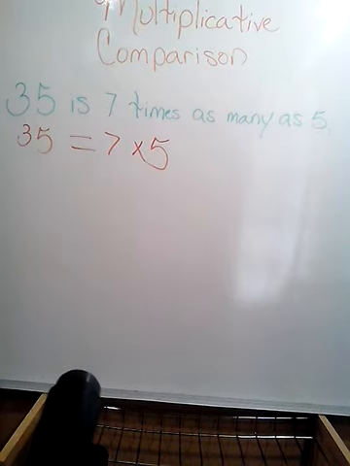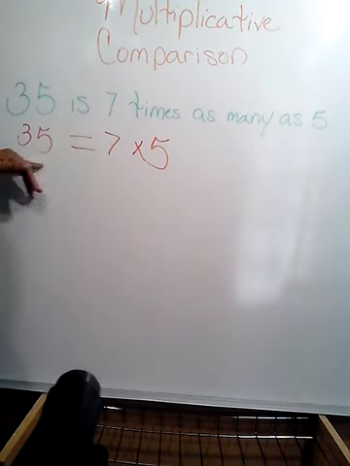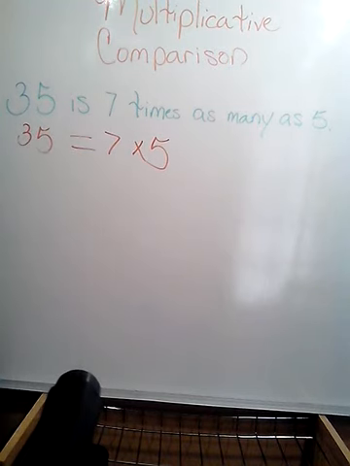Okay, so in the last video I showed you how to change a multiplicative comparison to an equation. So 35 is 7 times as many as 5 really just means 35 equals 7 times 5. But now I want to show you a picture of what it looks like, because with a multiplicative comparison, you're comparing two amounts. We've done this in class, but here it is. With a multiplicative comparison, we're going to show what this looks like.